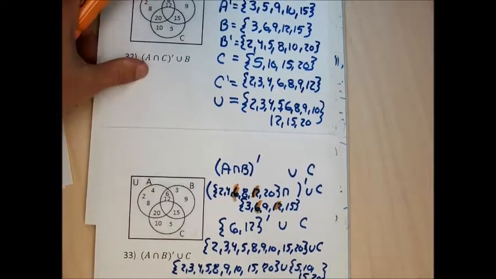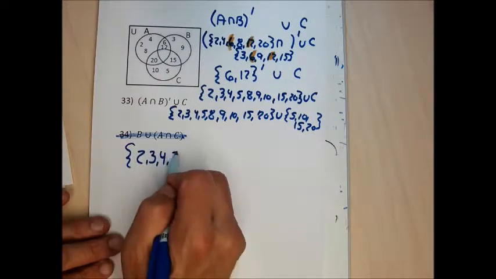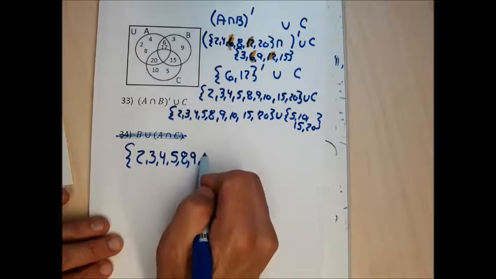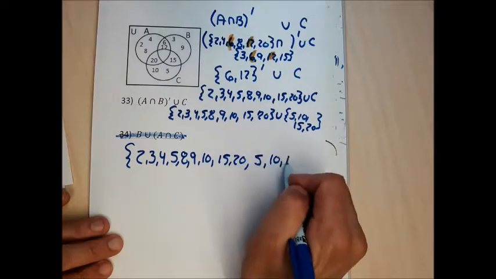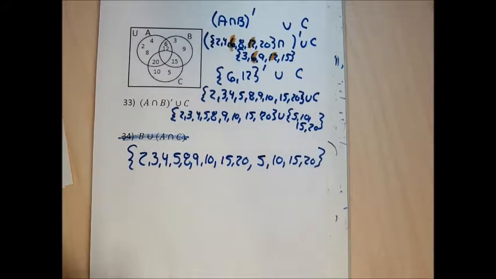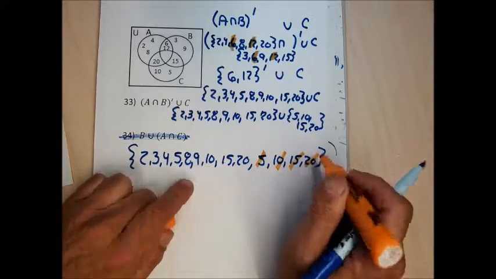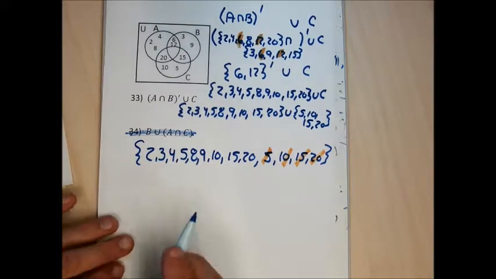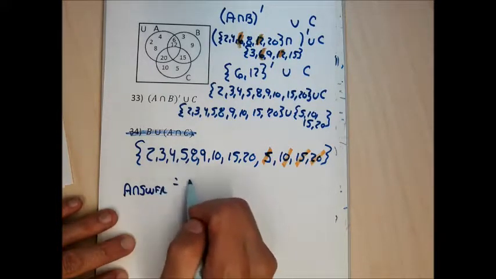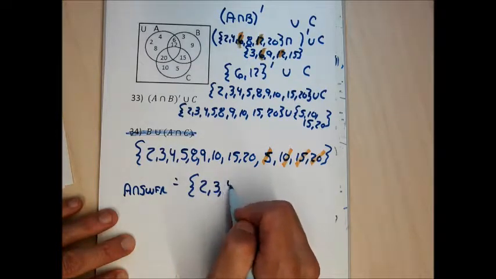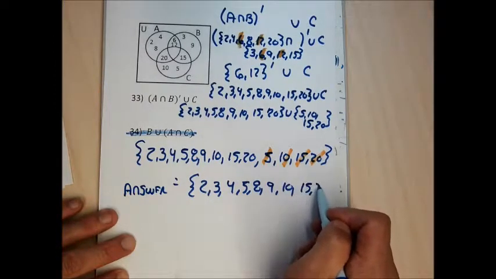And of course, to union two sets, I write those sets together in a giant set. So I'm going to take all the elements from the first set and then all the elements from the second set. Any duplication I'm going to cross out. There's two 5s, two 10s, two 15s, two 20s. And I'm going to write down what's left after I get rid of the duplication. This will be my answer to problem 33. It's going to be the set containing 2, 3, 4, 5, 8, 9, 10, 15, and 20.